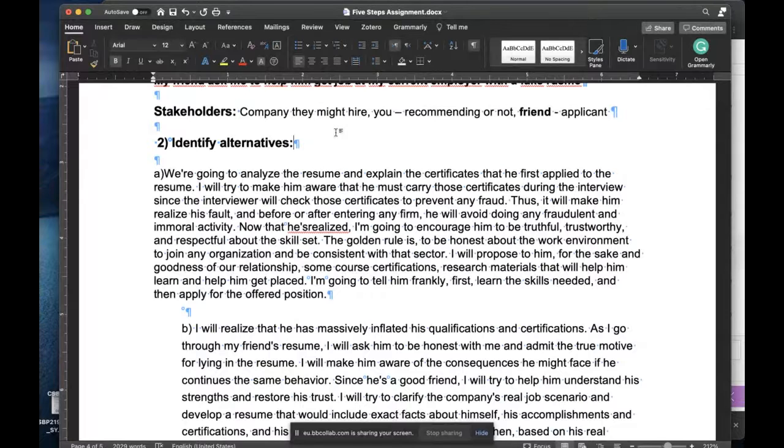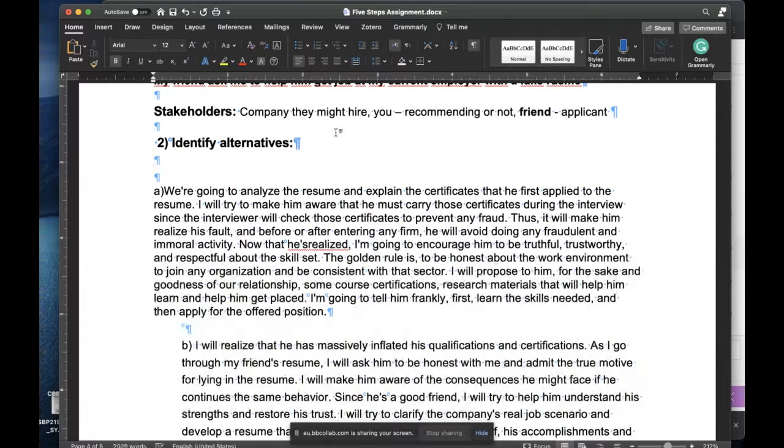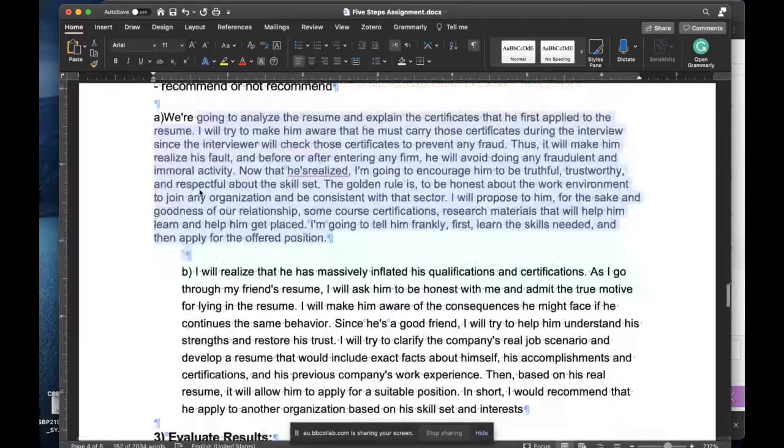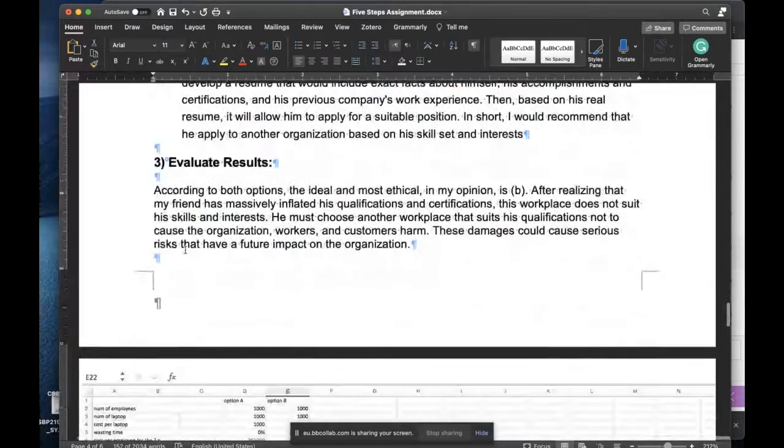Okay, so that's not good for this stage. So here we want to know the alternatives. What are the alternatives? To recommend or not, right? Or not recommend. This is what you can do. You cannot do anything else. A friend asks you to get a recommendation or not. So that's it. And then all this belongs to the analysis evaluation part. How do you evaluate this?